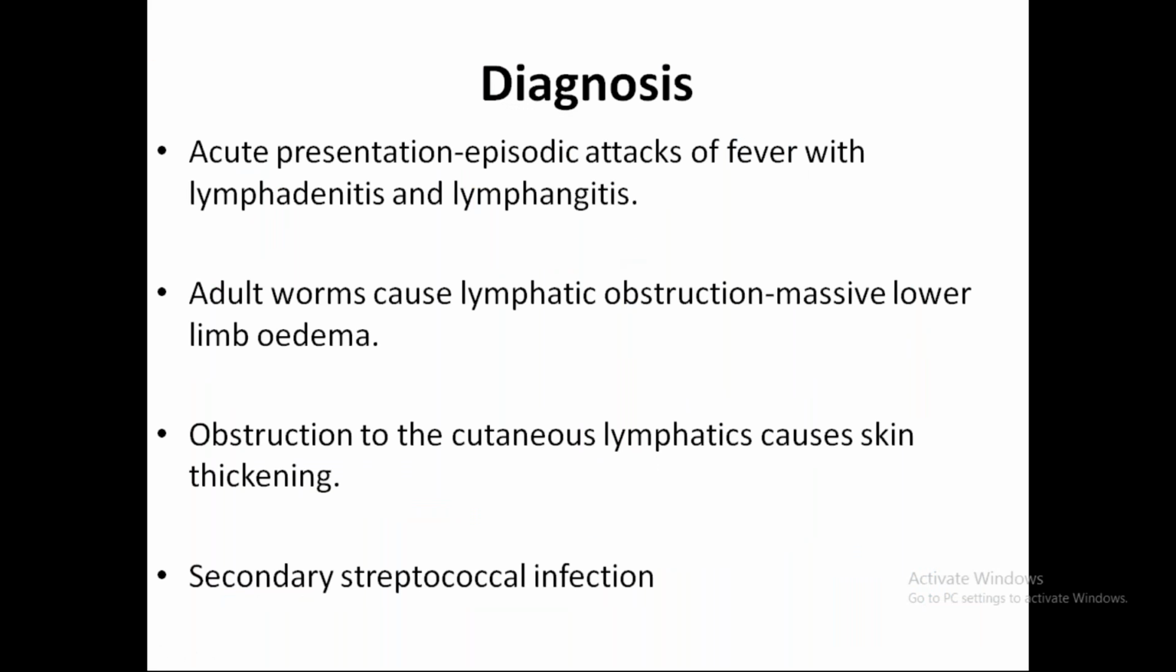So there will be an acute presentation with episodic attacks of fever with lymphadenitis and lymphangitis. Adult worms cause lymphatic obstruction. Massive lower limb lymphedema will be present. Obstruction to the cutaneous lymphatics causes skin thickening. You can see all this in the lymphedema class. Secondary streptococcal infection can also occur.